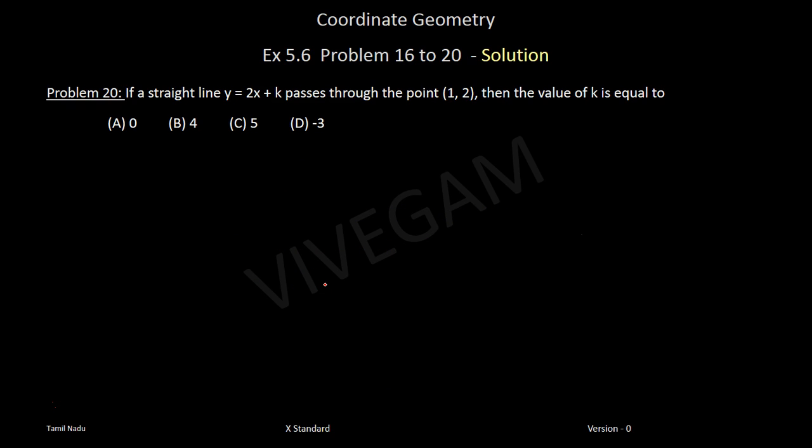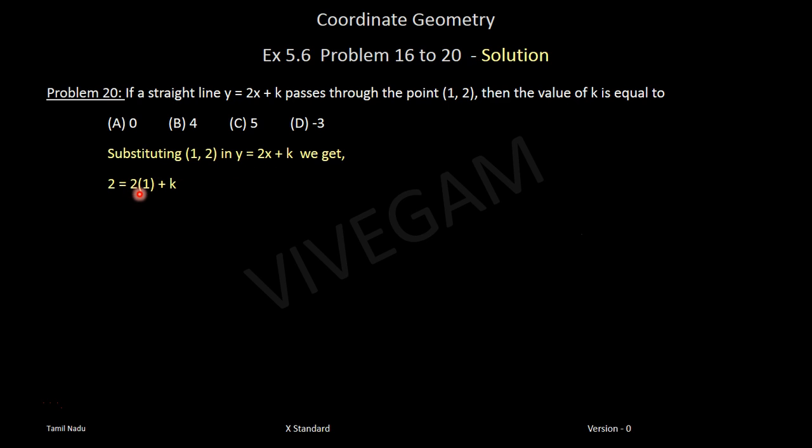Now let's go to 20th problem. If the straight line y equal to 2x plus k passes through the point 1, 2, then the value of k is equal to. So we have given you an equation and they say it passes through this point. So which means if you substitute this point, you should be able to get the value of k. Right? So substituting 1, 2 in the equation y equal to 2x plus k, we will get. So in the place of x, you have to put 1, and in the place of y, you will have to put 2.